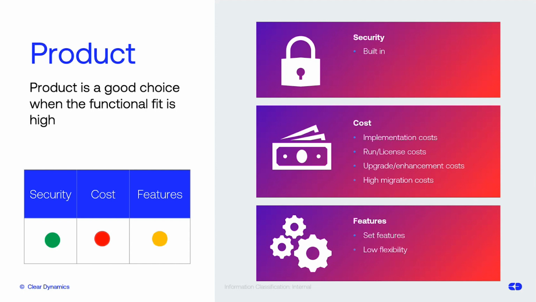Then it comes to cost. And this is where product can fall down a little bit, because there are lots of different costs in terms of this.